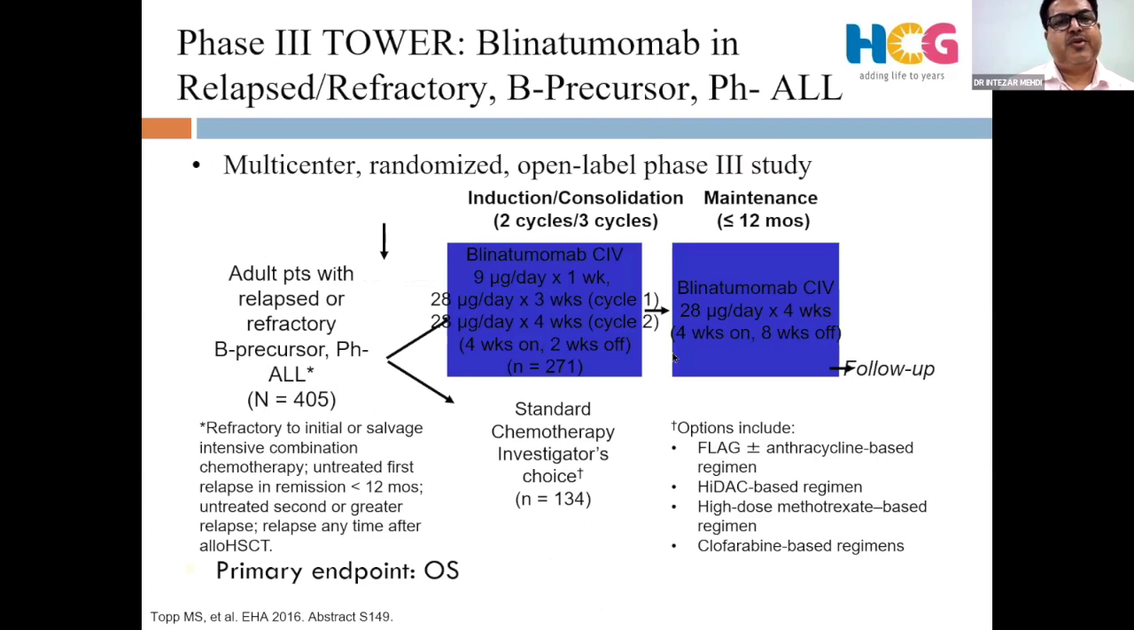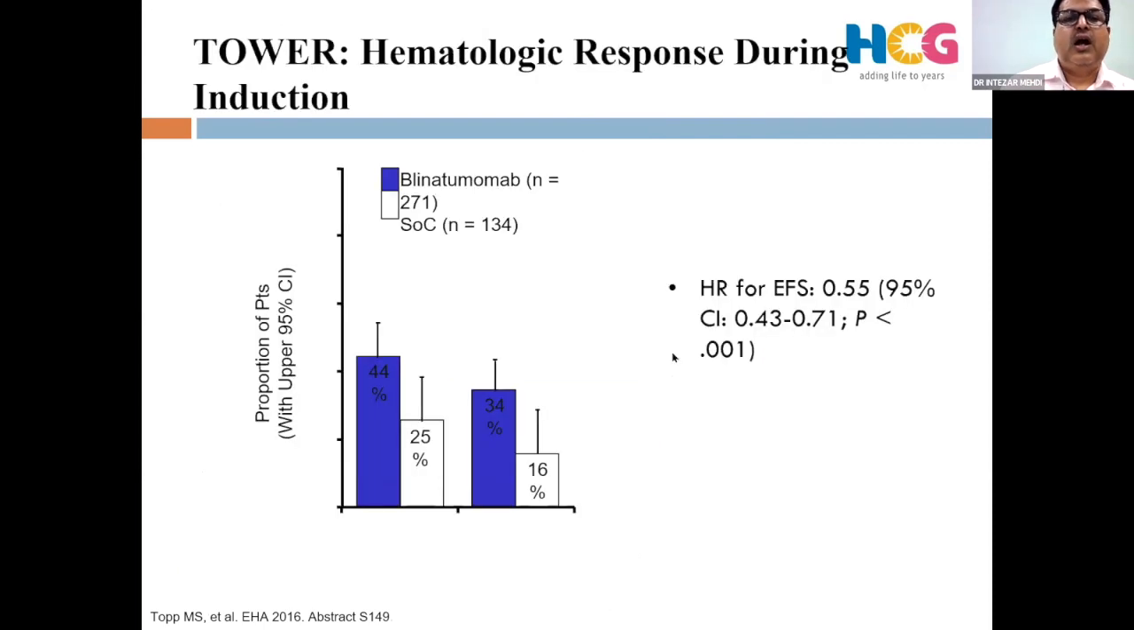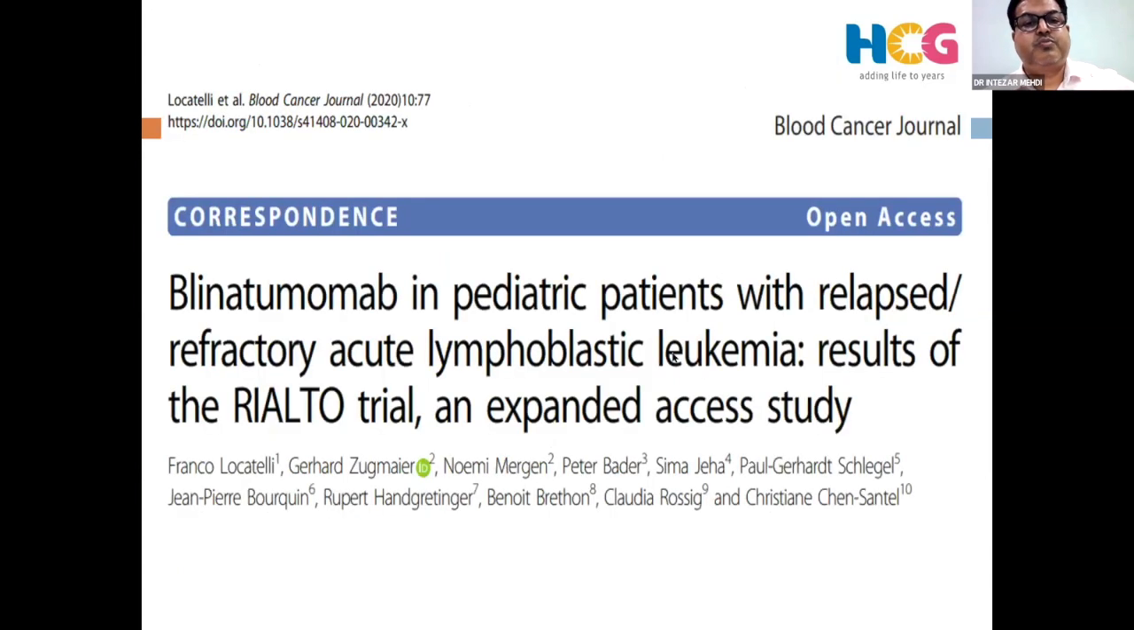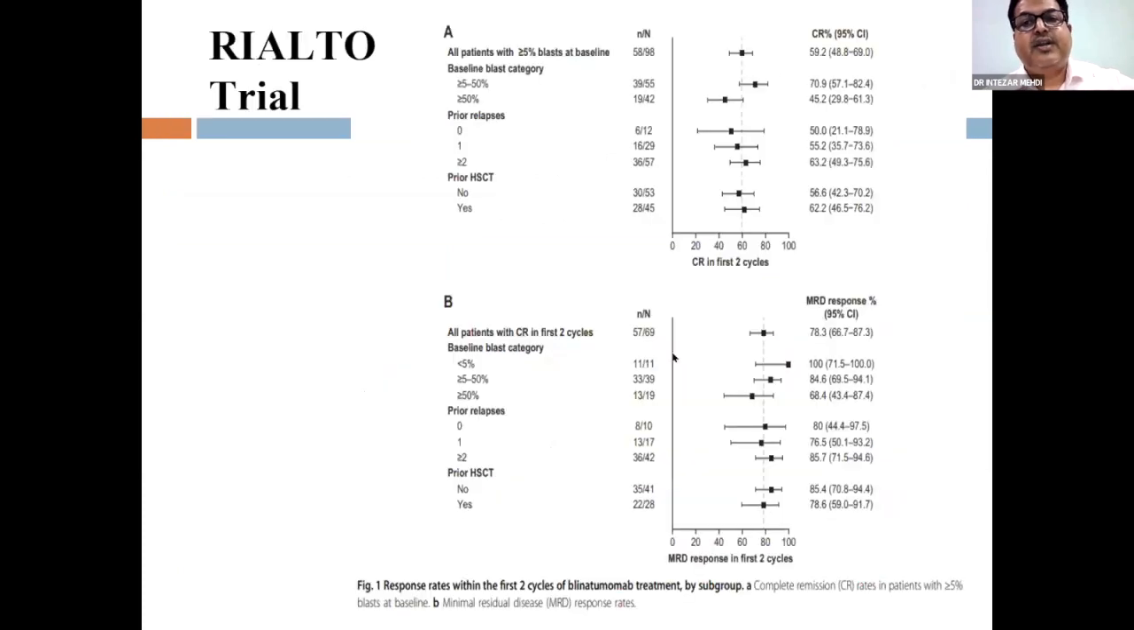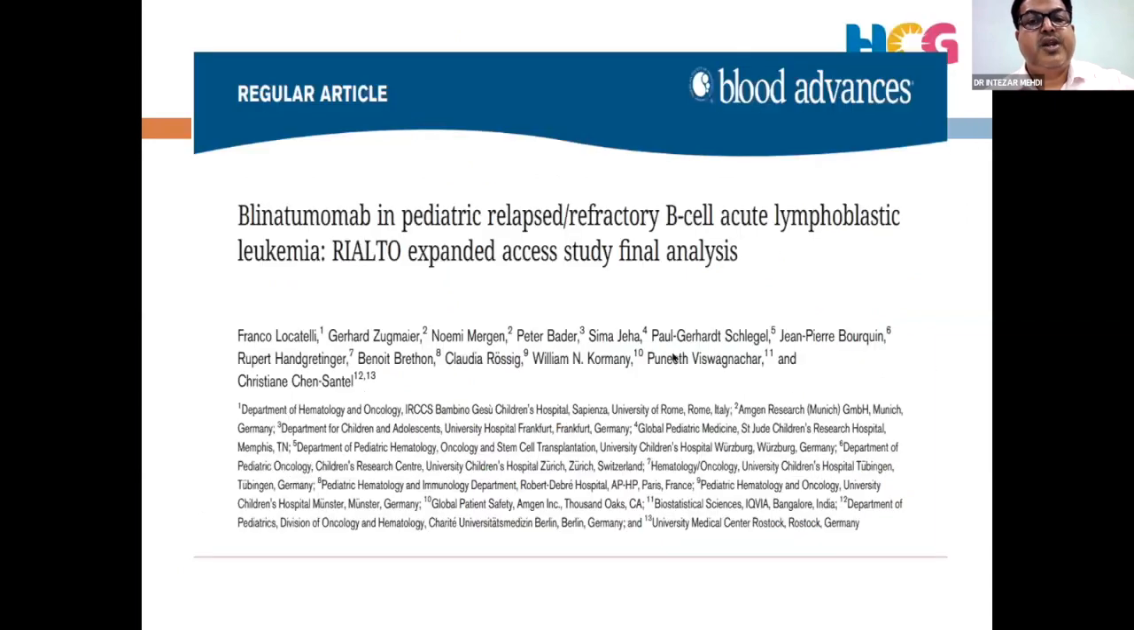And this was the first paper which published a phase 3 study, the phase 3 TOWER study, which was in adult patients with relapsed refractory B-ALL. And this showed that when compared to standard of care like FLAG-IDA, there was significant improvement in patients who used Blina. Subsequently, the pediatric paper was published in 2020, which was the RIALTO trial. And there also they showed that the patients who received Blina-based treatment did really well.